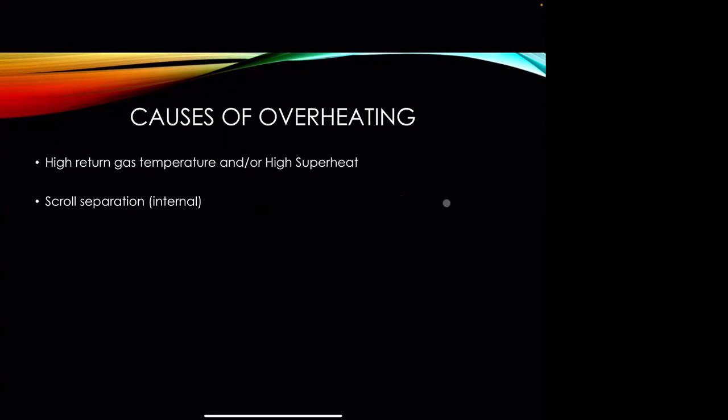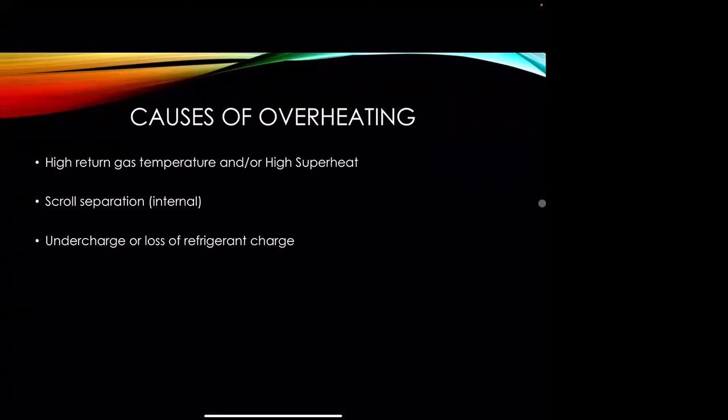Scroll separation internally. You'll probably be able to hear that when it's operating. It almost sounds like a pressure relief valve. It's just hissing at you. And what you have to do at that point is cool that compressor down. Check that internal overload and make sure you get continuity back through it before you try to turn it back on. It's just like a high temperature limit in a furnace.